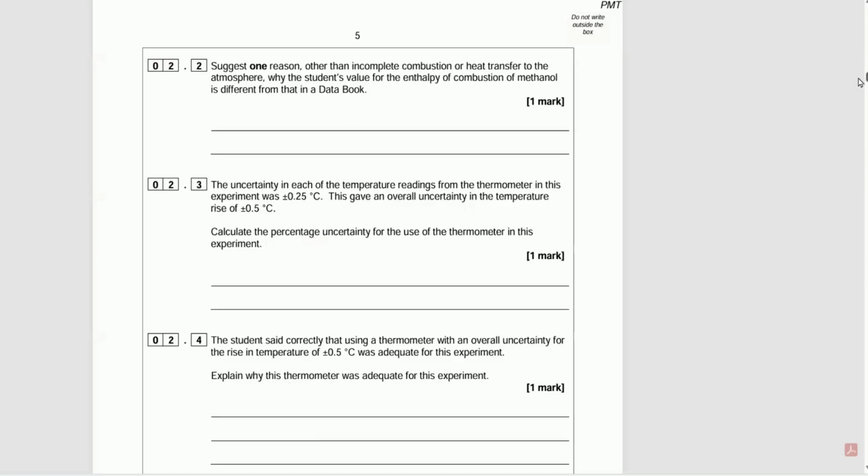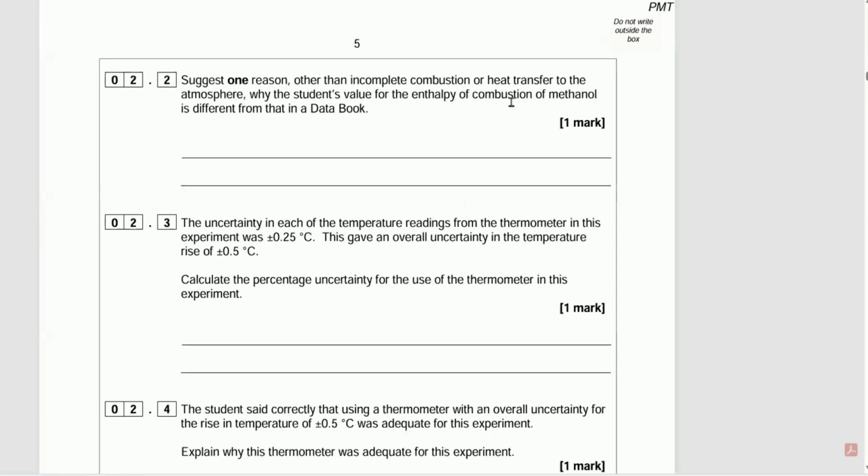So we've got a couple of reasons why. It's maybe we didn't do complete combustion. Oh, it says other than incomplete combustion or heat transfer. So need to identify those. So definitely highlight those. So you've generally got 4 reasons in this experiment why we're not getting the same data book answer.